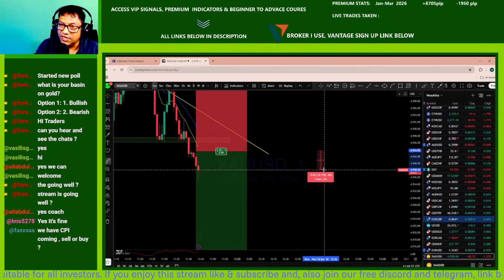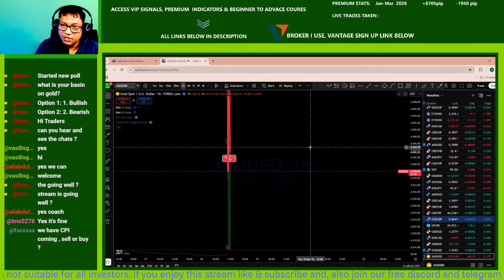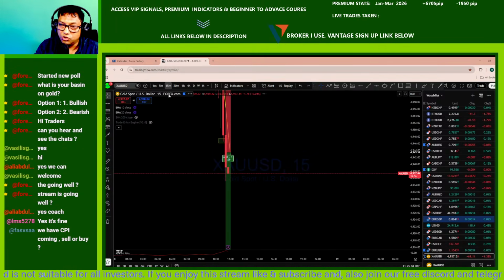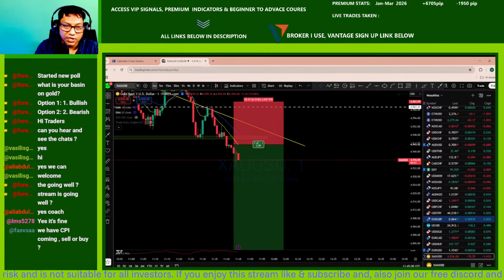We are 57 pips up on this, though it looks like a very small move because there is higher volatility. This is also a good thing to trade during higher volatility. With a smaller move, we can see the market is moving a lot.